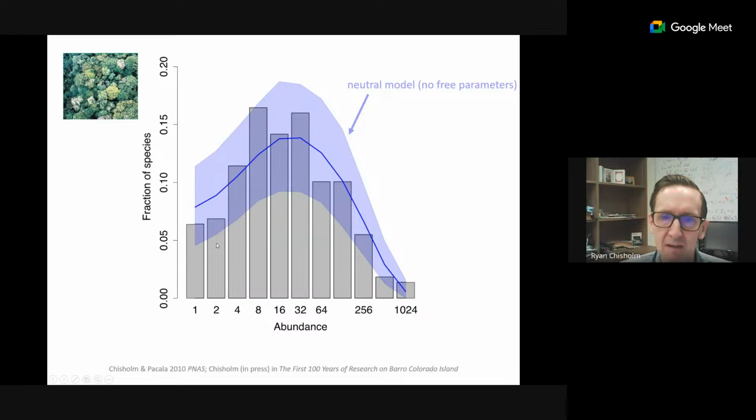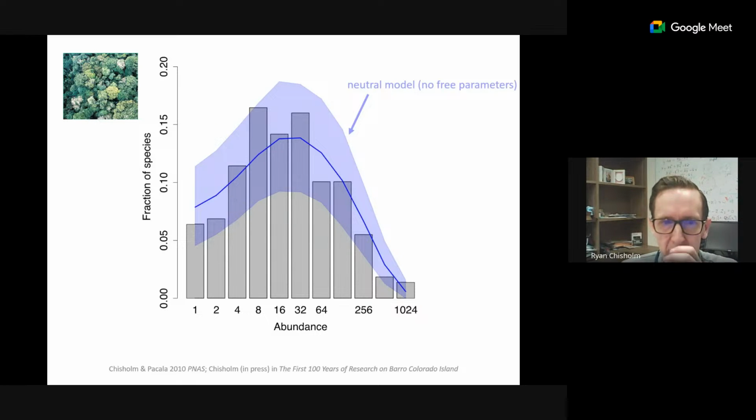And the gray bars here show the species abundance distribution for those 300 trees in the Panama plot that I mentioned. The blue curve shows the fit from the neutral model with a 95% confidence interval. And in this fit, there are actually no free parameters, so this is a pure prediction. For ecology, that's pretty amazingly good. We don't see such good fits to data, especially with no free parameters, in ecology.